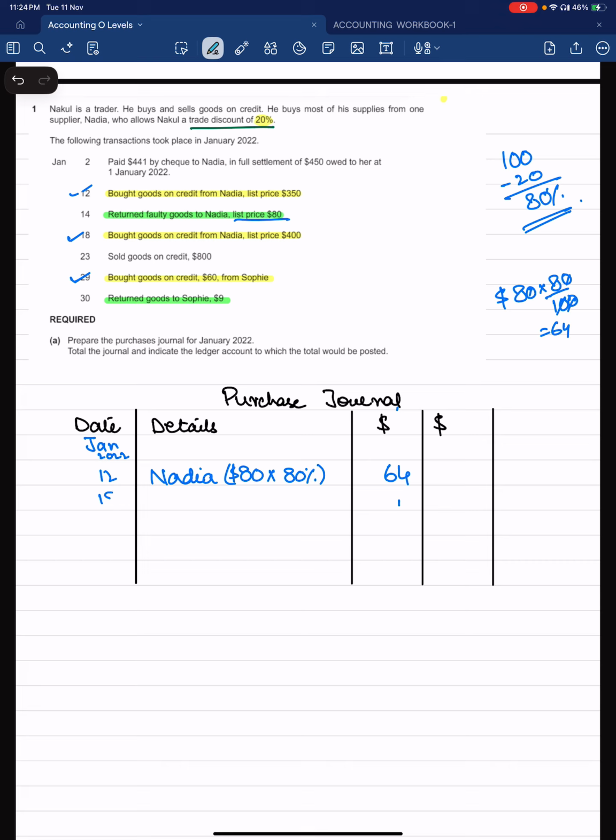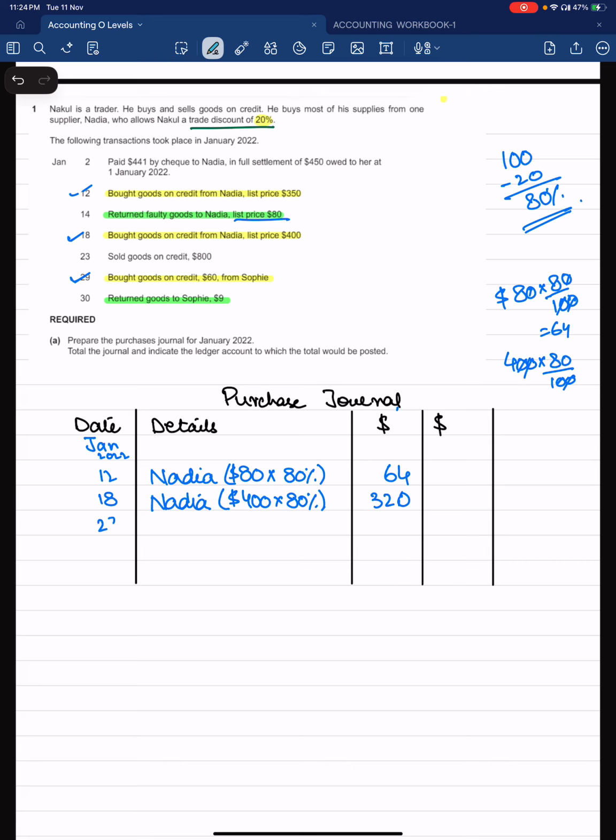Then on 18th, bought goods on credit from Nadia, again from Nadia. Now this time the amount is $400. 400 का again 80%. List price given थी and 20% has been given to us at the start of the question. 400 का 80% is found to be 320. How? We have multiplied this 400 with 80 and divided by 100. Two zeros have been cancelled with this. 4 8s are 32, 320.